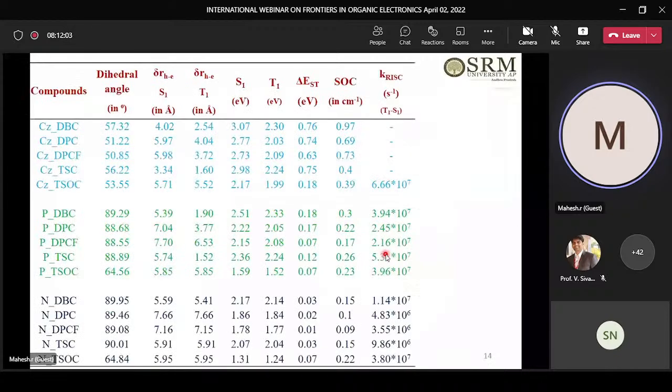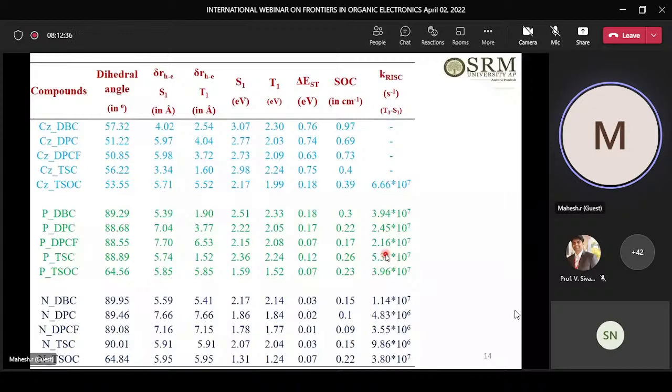So we have measured these parameters for all 15 molecules, and we have calculated the rates. I mean, we have observed 10 to the power of 7 ranges in most of the 14 molecules, except in the case of carbazole based donor molecules. As I mentioned, in the case of carbazole based donors, they suffer from the large singlet triplet gaps, even though they have exhibited very strong spin orbit coupling values.